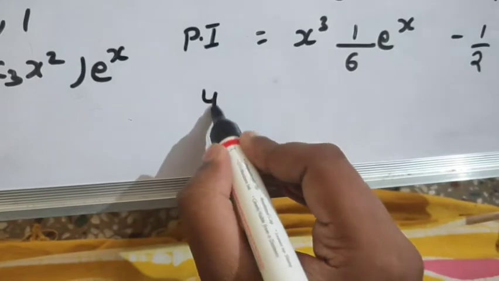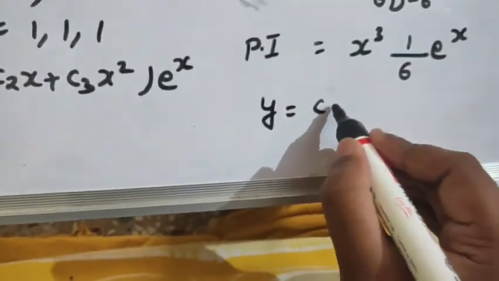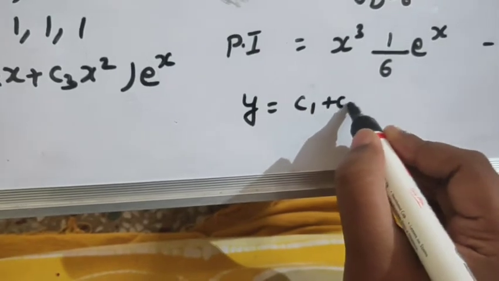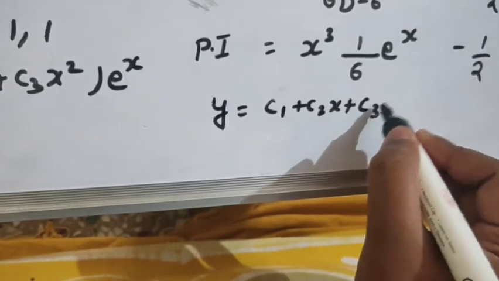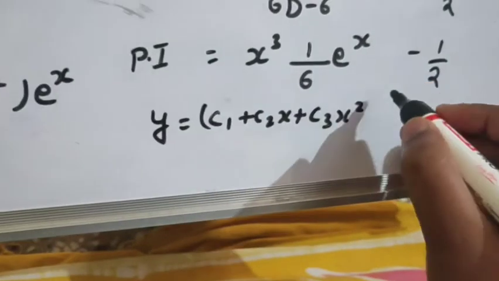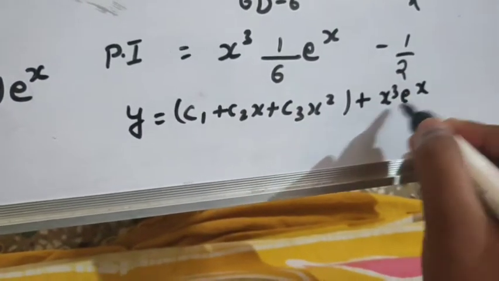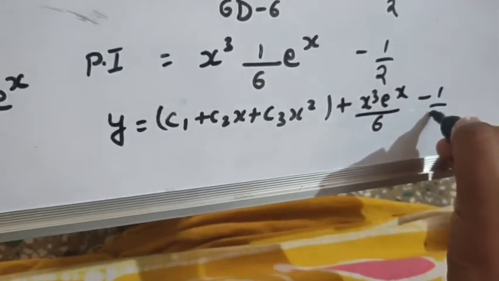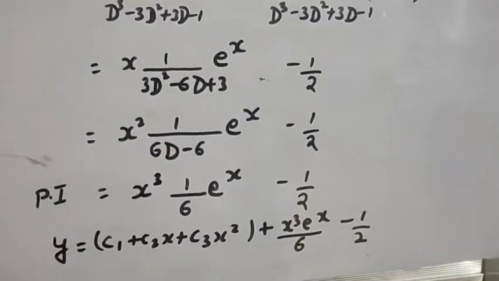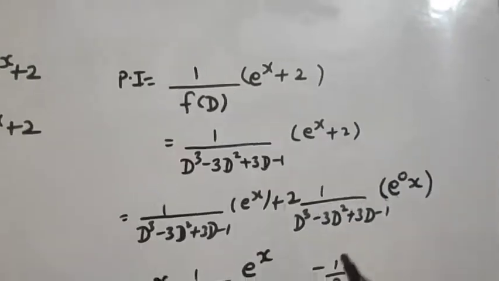So if I were to write the solution, I will write CF plus PI. CF is this, C1 plus C2x plus C3x square, and plus x cube e power x by 6 minus 1 by 2. So let's see this once again.